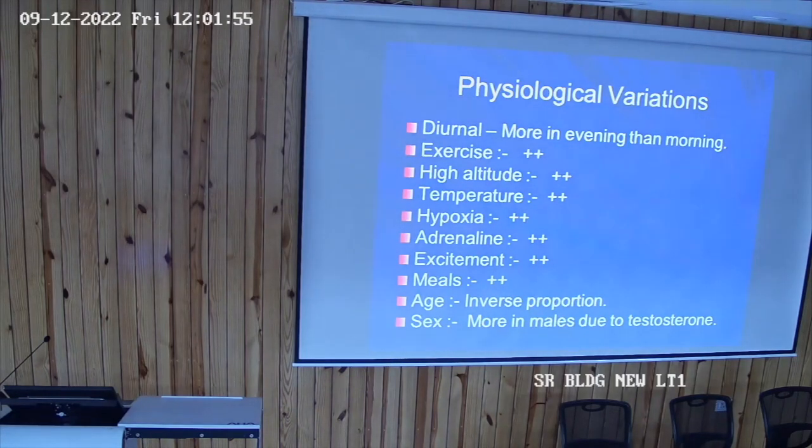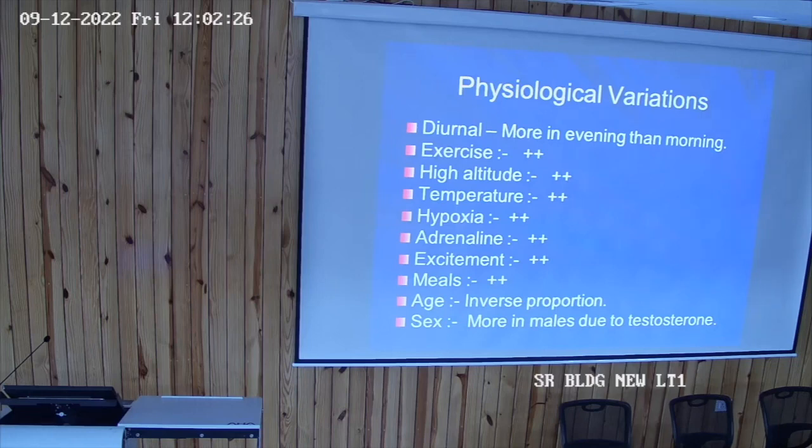Along with this, when we are talking of counts, there are variations in counts, and these variations may result due to physiological reasons or pathological reasons. When we are talking of physiological variations, the causes may be diurnal, more in the evening than in the morning. Exercise increases RBC count. Plus indicates it increases the count. High altitude definitely increases the RBC count.